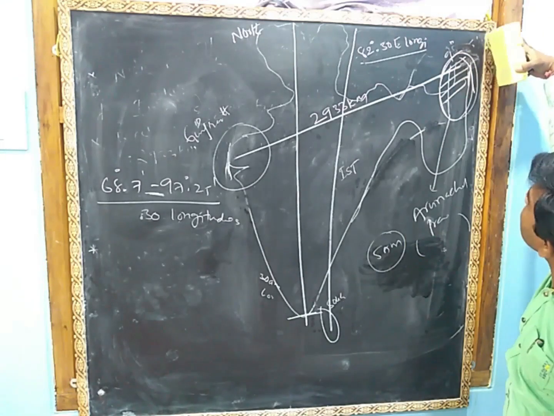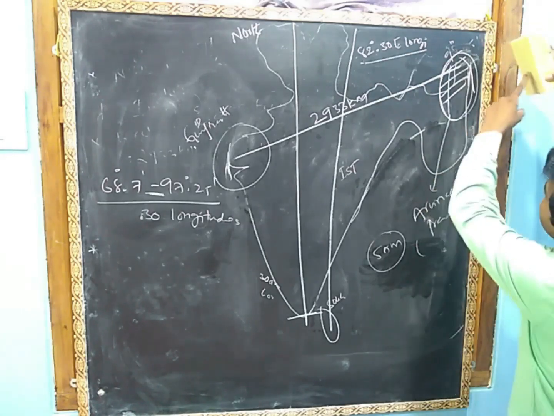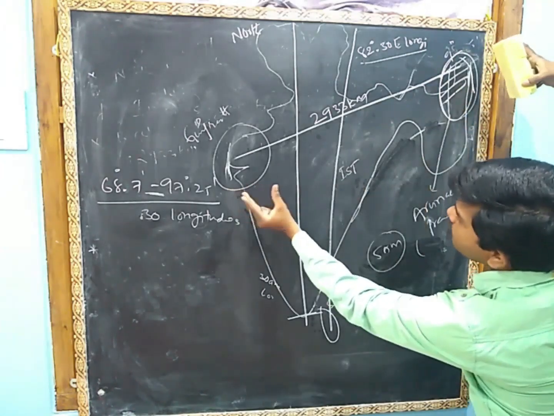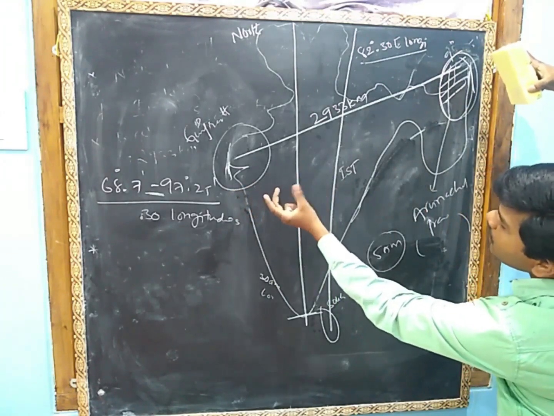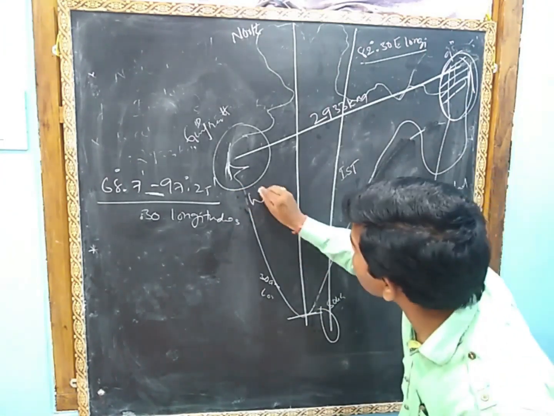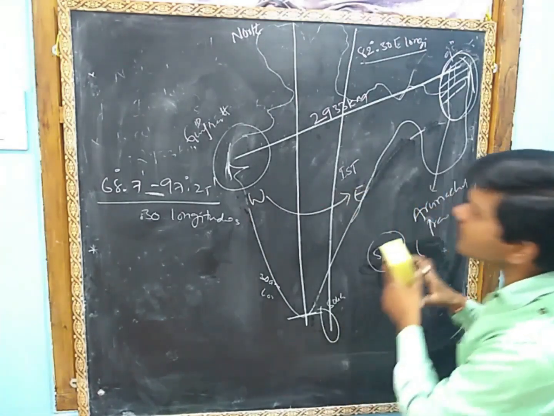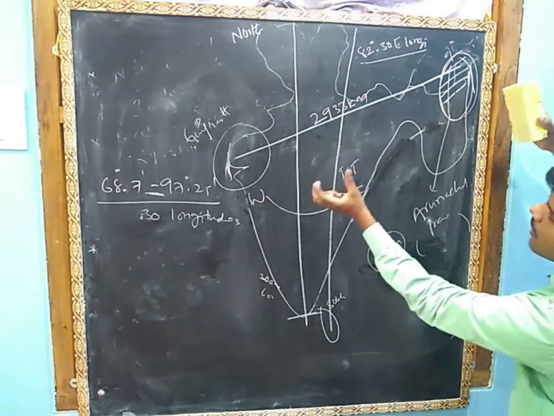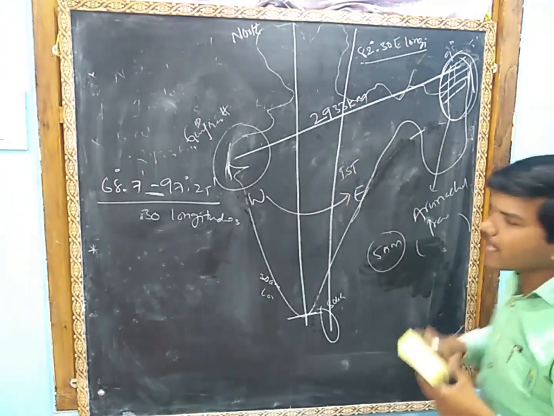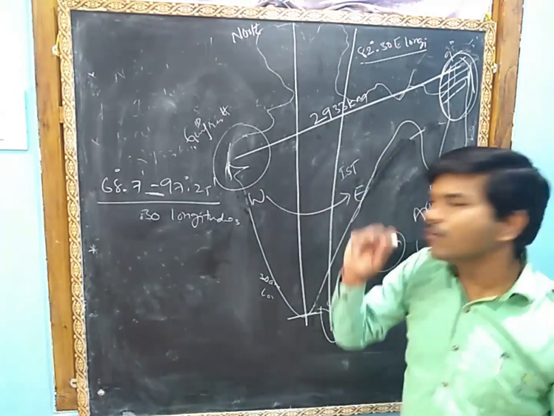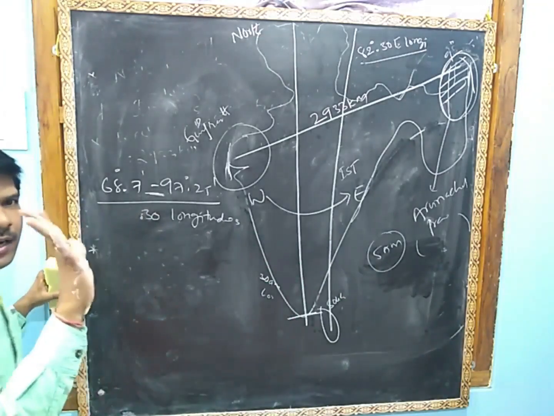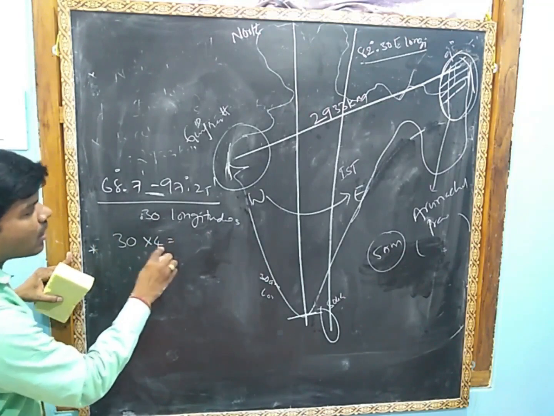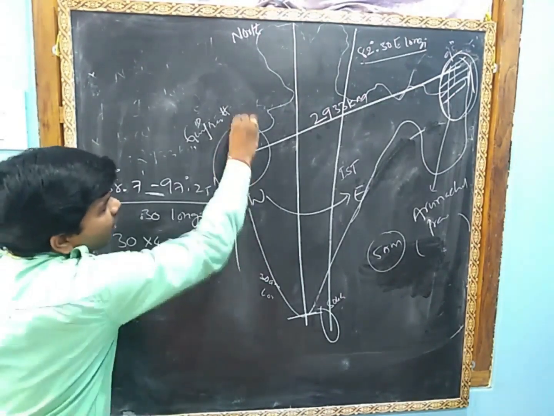For example, the sun is here. Whenever the sun is here, the sun rays fall directly on Arunachal Pradesh. But whenever the earth rotates from west to east side, it will take 4 minutes to pass one longitude. That means 30 into 4, because between these there are 30 longitudes.